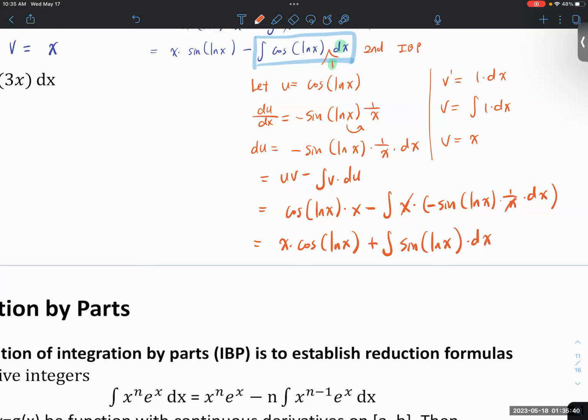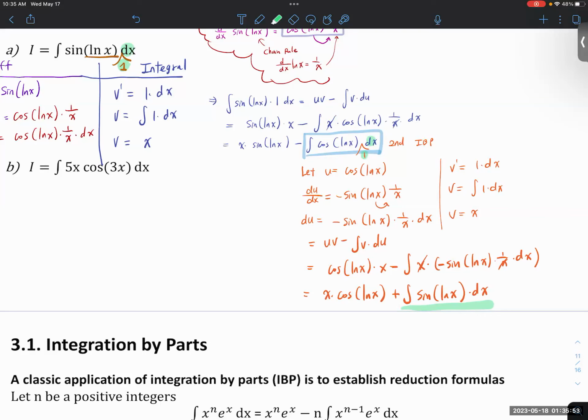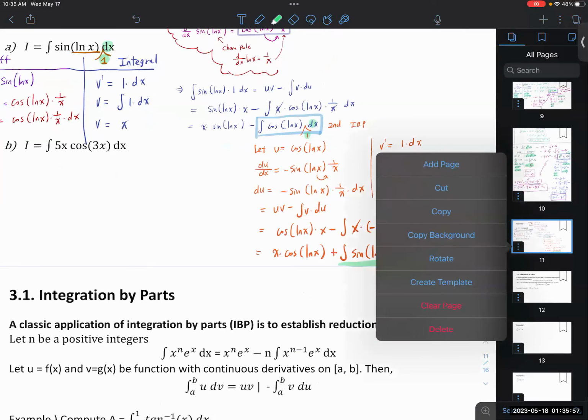Wait, Professor Ben, are we really going to use a third IBP for this part? No, because it keeps repeating, something is going on. So now what I'm going to do, we need to see the structure one more time.